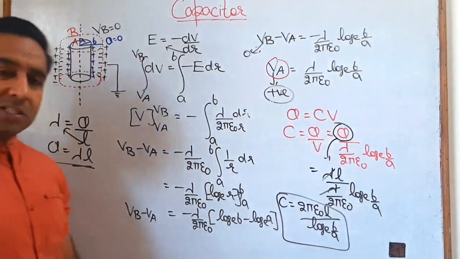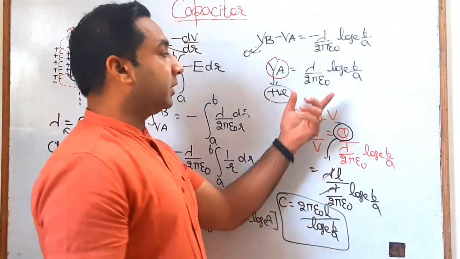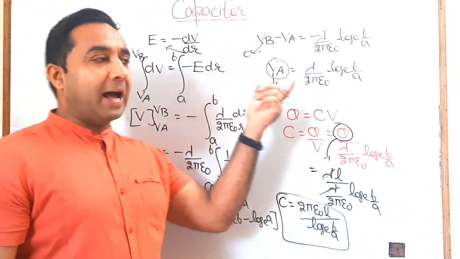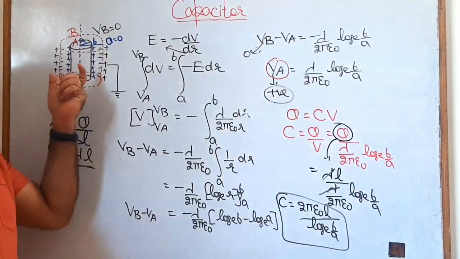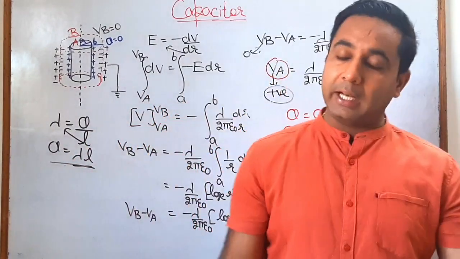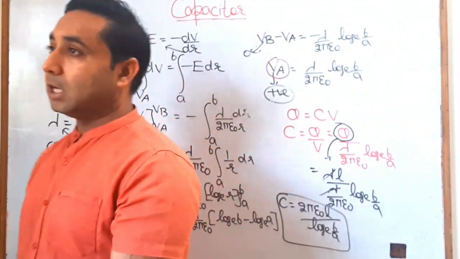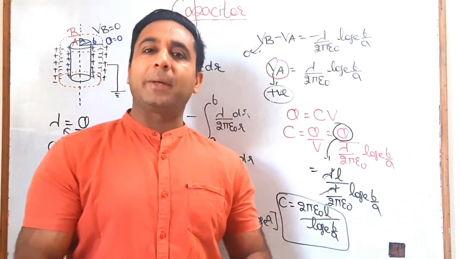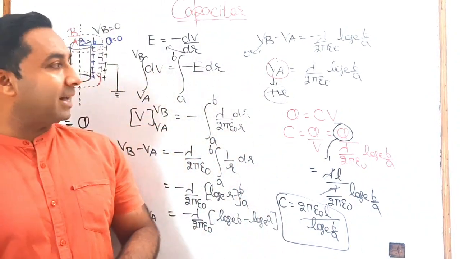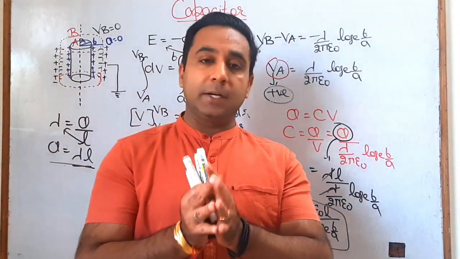By utilizing the concept of the potential gradient, at first we have to find the potential due to the positive as well as the negative charge on the inner surface, and from this potential we can calculate the value of the capacitance here. So those are two very important topics: one is the capacitance of the spherical capacitor and second is the capacitance of the cylindrical capacitor.